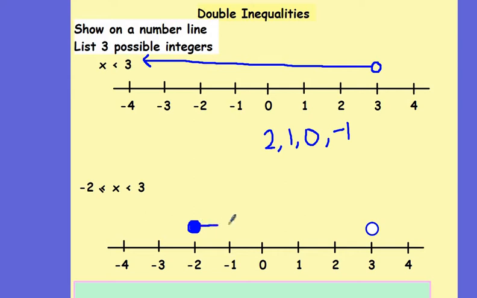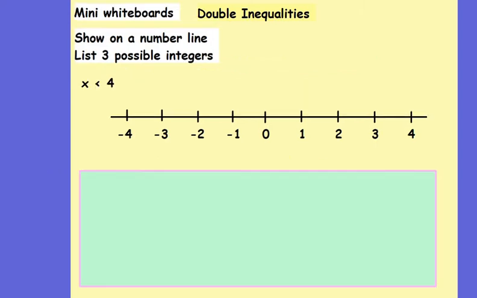And then we draw a line connecting those two circles to indicate it could be any of the numbers in between. So for possible integers, I could have -2 this time. I could have -1. I can have 0. I can have 1. I can have 2, but I cannot have 3. Over to you, Year 8.